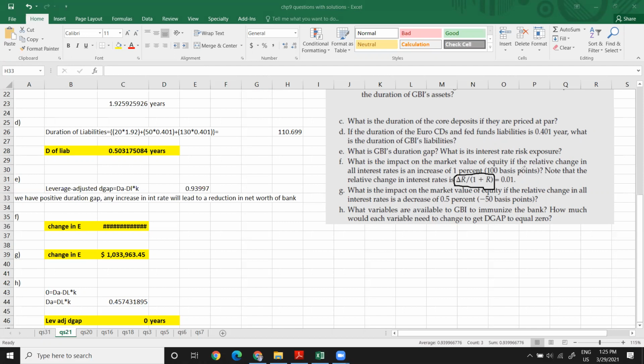Down. Yes, because as we said, if you have a positive leverage adjusted duration gap, then any increase in the interest rate exposes you. So you are not really favoring when the interest rate goes up. You are better off when the interest rate goes down in this case. But here, the interest rate goes up by 100 basis points. So we expect that the net worth of the bank will go down.